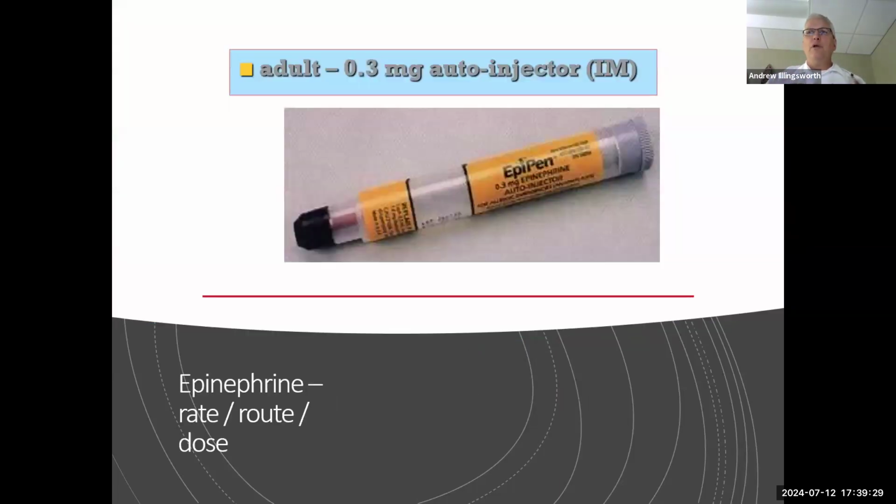So epinephrine rate, dose, and route. This is what we have. An adult dose is 0.3 milligrams via auto injector. You give that IM. Okay.